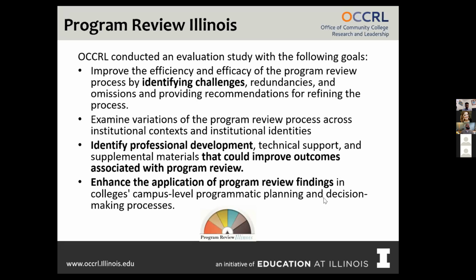So the goals of our study were to identify challenges, redundancies, and omissions, and provide recommendations for refining the process. The second piece is examining variations of the program review process across institutional contexts and identities, recognizing that no 2 institutions are the same. We were also seeking to identify professional development, tech support, and supplemental materials that could improve outcomes associated with program review. And lastly, we sought to enhance the application of program review findings in colleges' campus-level programmatic planning and decision-making processes. It's important to understand from here that program review is a tool for continuous program improvement. It is not the end goal. This understanding will be reiterated throughout the presentation.